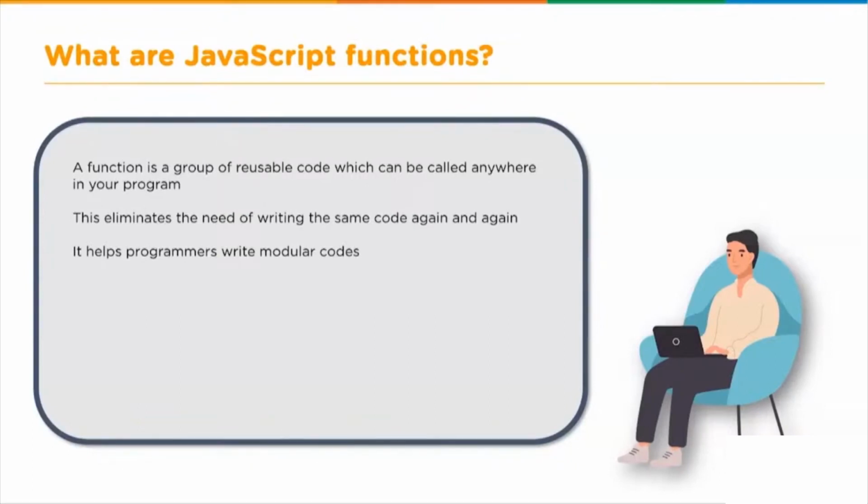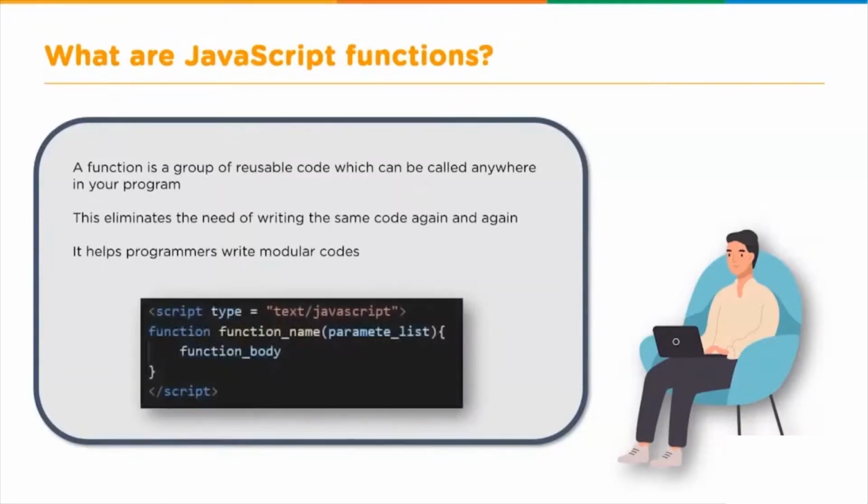So this is the syntax. You make use of the function keyword, followed by which you mention the name of the function. The name of the function is completely your choice. Next, you mention the parameter list. And within curly braces, you can define the function. Now the function body is basically the code that is executed every time the function is called.